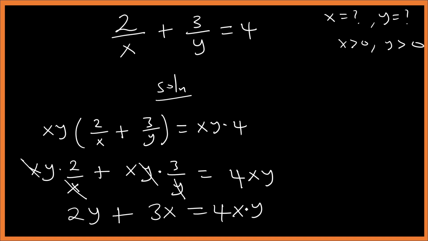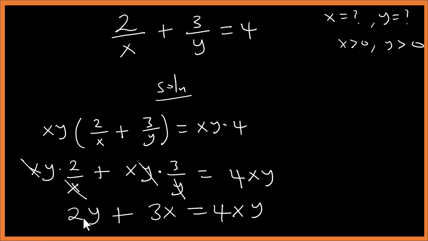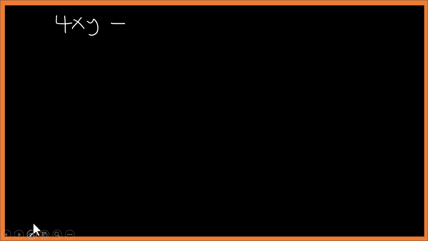4xy. Okay, so let's arrange this one by sending everything to the right hand side. So that will be 4xy. So minus, we are sending everything. So let me move the y to y. Okay, so we have minus 2y minus 3x equals to 0.